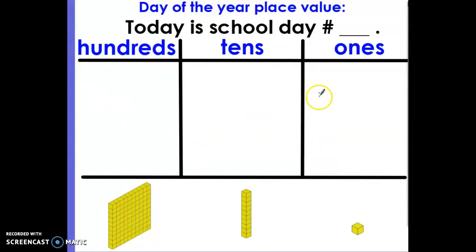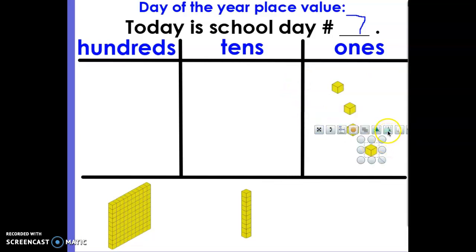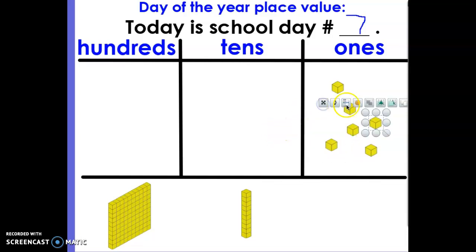If I was going to make that number 7 with my base 10 blocks, I would pull out 7 cubes. So 1, 2, 3, 4, 5, 6, and 7. So let's count to make sure I'm correct. 1, 2, 3, 4, 5, 6, 7.